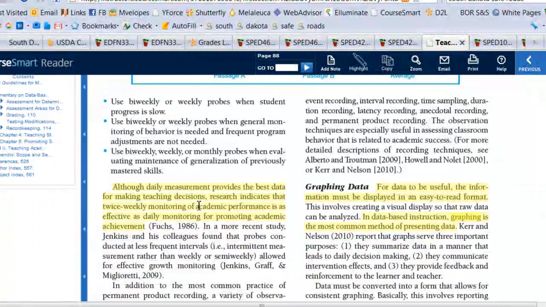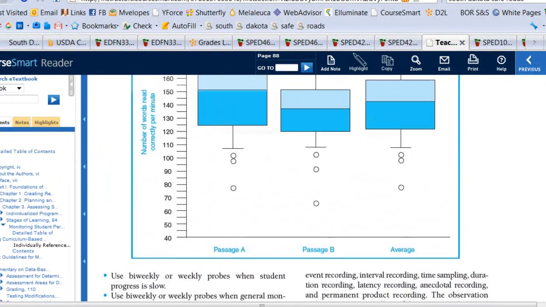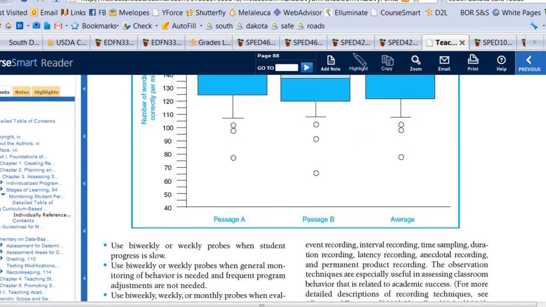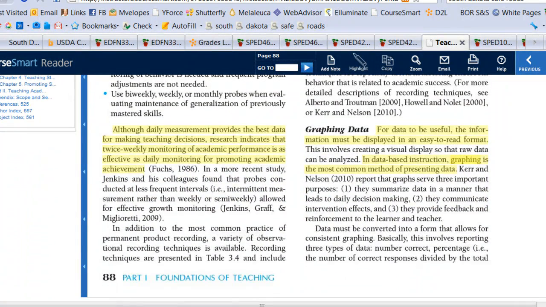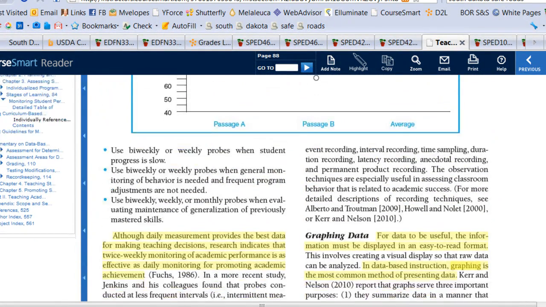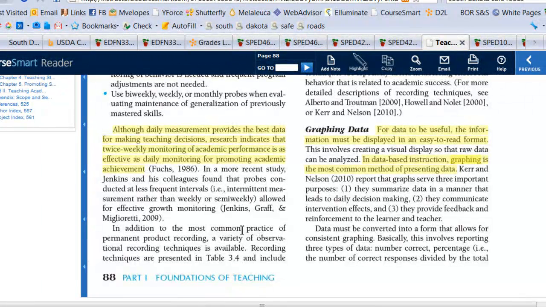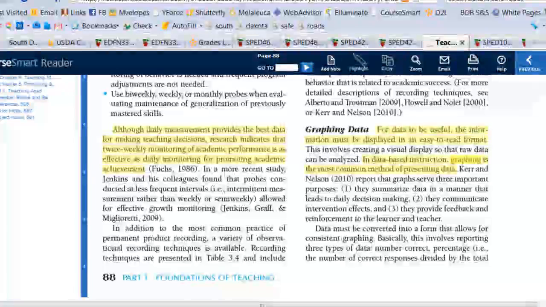Although daily measurements provide the best data for making teaching decisions, research indicates that twice weekly monitoring of academic performance is as effective as daily monitoring for promoting academic achievement. I'm for daily, though not everybody agrees. It's the one I've seen used daily, and it creates a nice routine for the student: I'm going to do a 1-minute timing of my skills each day. Direct instruction models favor this. And we talk about permanent products and those types of things.